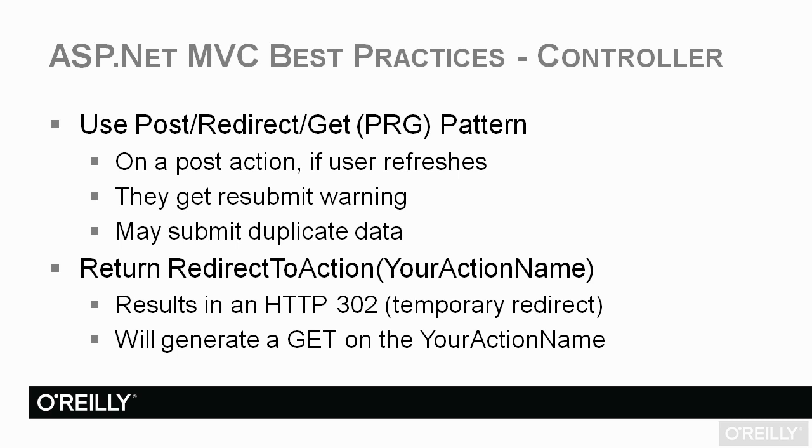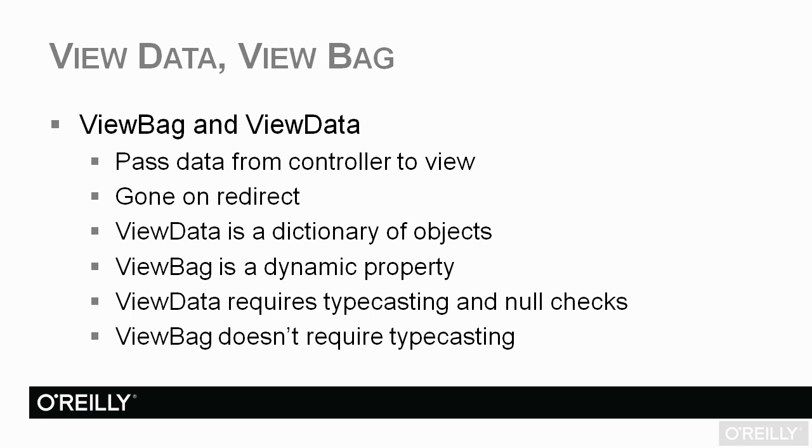One way to avoid that is to use the PRG pattern. And what that essentially does is you return a redirect to action and pass in an action name. This will result in an HTTP 302 or temporary redirect, and it will generate a get on your action name. So the user, if they refresh, won't see that nasty resubmit warning, and you won't get duplicate data. So those are some best practices for the model view and controller.